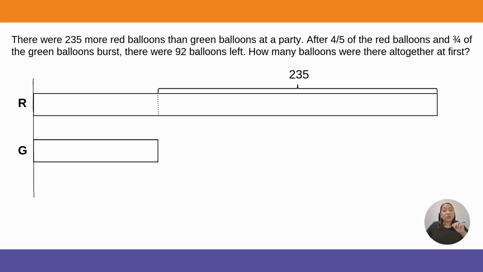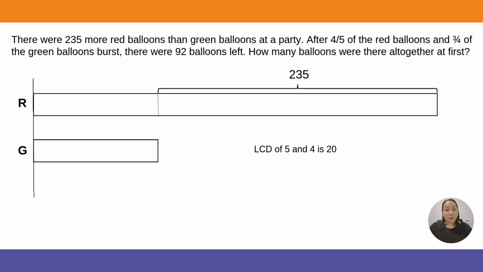So, first we need to draw a long bar, and this would be for the red balloons. Then, for the green balloons, we will be drawing a shorter bar because we've mentioned that there were 235 more red balloons than green balloons. We need to label the difference between the red bar and the green bar, 235.